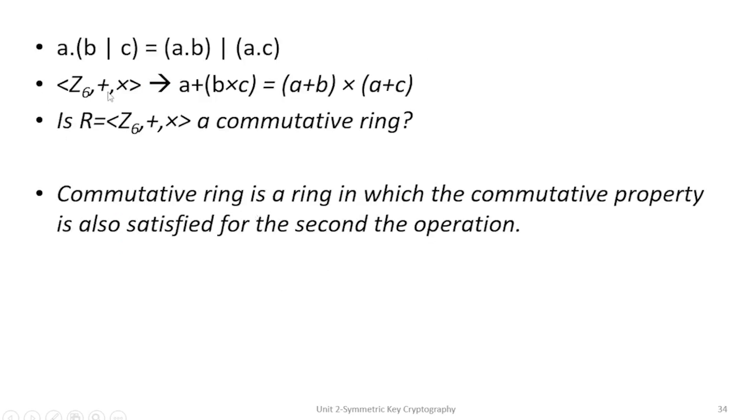So here is an example, Z6 with plus and cross. Then this property is called the distributive property. If any ring is satisfying the distributive property, it is called a commutative ring. So for example, the question will be asked as: prove R is equal to Z6 with plus and cross is a ring. So prove that R is a ring. This is the first question. And the second question, whether it satisfies a commutative ring or not. This is the second question.